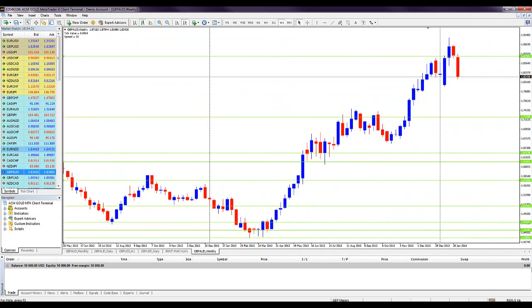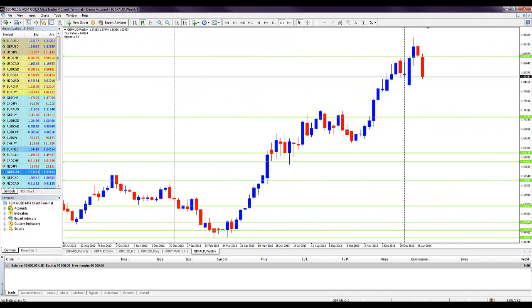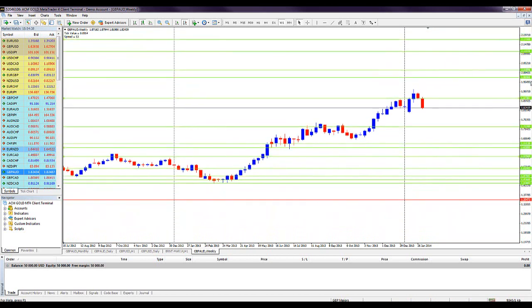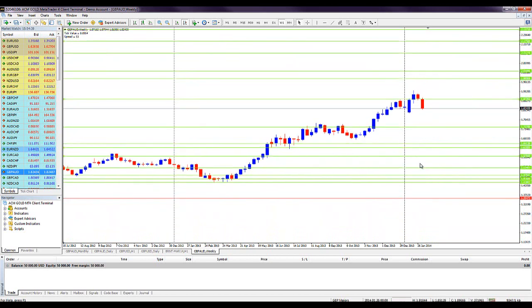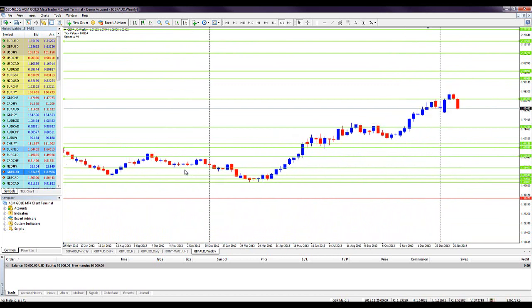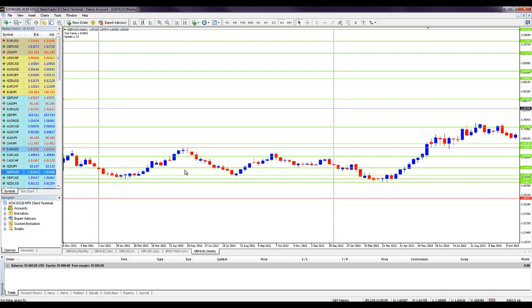Now I've finished with my weekly graph, just some final touches, and as you can see, every level has been marked. Now what I want to do is move on to another chart. Just checking that all the levels have been dealt with. Scroll back a little and we can see that every significant level has been marked. And now what we want to do is go to our daily graph and do the same thing.